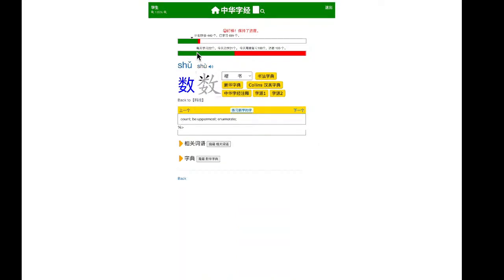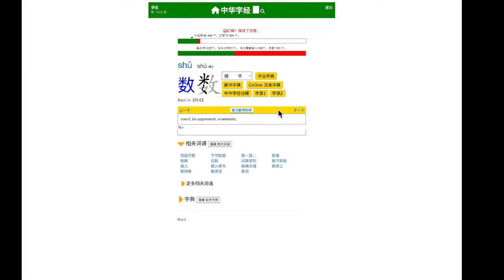Okay, the second pronunciation is 数. 数 means count. That's the verb form. Okay, count, enumerate. Okay, that means 数. 你数一数, 数一数有多少钱, you count, right? Count. 数一数二 means number one or number two.